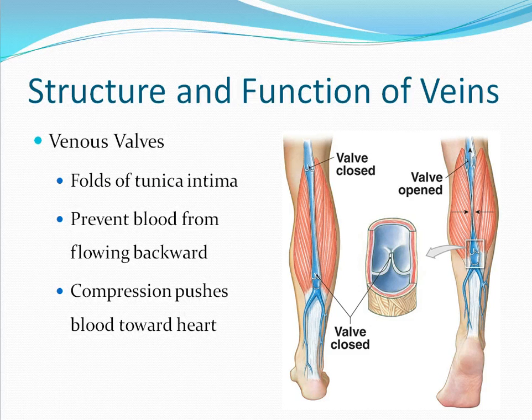The way this works is by using our skeletal muscles. When our skeletal muscles contract, they will compress on these larger veins. This will push the blood in those veins toward the heart and open the valve above that muscle. Once the muscles relax, the valve will close to prevent that blood from flowing backwards.